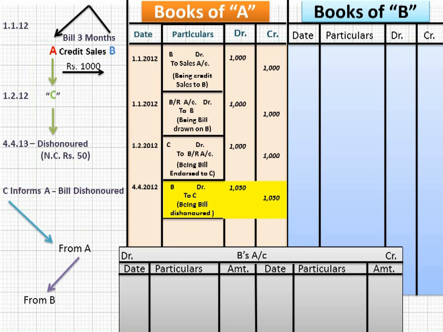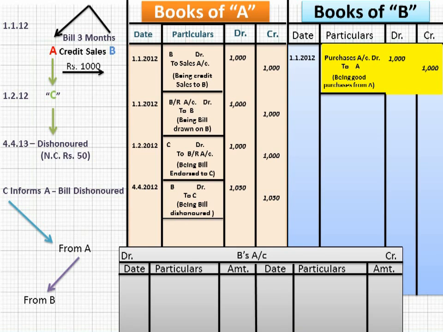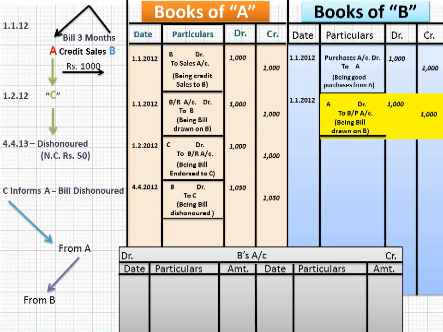Now, journal entries in the books of B. On 1st January 2012, you purchase the goods for rupees 1000. So what will you do? Purchases account debit to A, rupees 1000. And then on 1st January 2012, you gave the bill. Journal entry will be A to BP. On 1st February 2012, you got the information from A that he has passed on your bill, I mean to say he has endorsed your bill in favor of C. By getting this information, you won't make any journal entry.